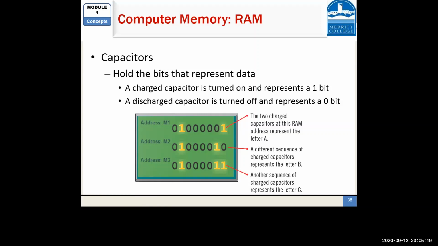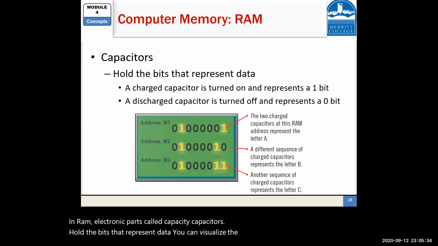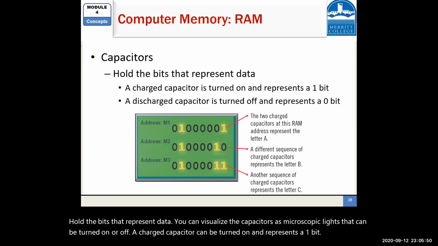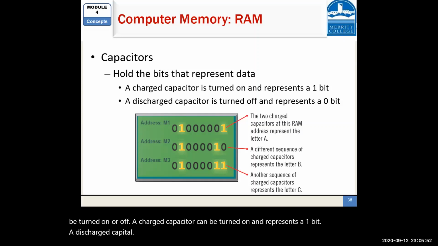How does RAM work? In RAM, electronic parts called capacitors hold the bits that represent data. You can visualize the capacitors as microscopic lights that can be turned on or off. A charged capacitor is turned on and represents a 1 bit. A discharged capacitor is turned off and represents a 0 bit.